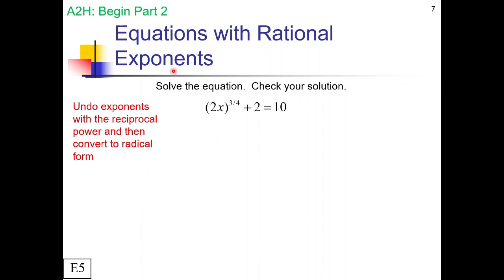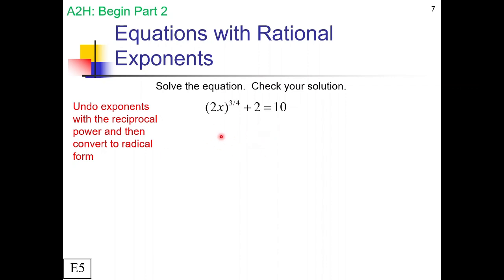So namely, we can undo these fractional exponents by using the reciprocal power on both sides once we have this exponential piece isolated. Then after you undo it with the reciprocal power, at that point it might be better off to convert it to radical form. But there's lots of ways to do these. Pause the video, pick a path, and see where it leads you.